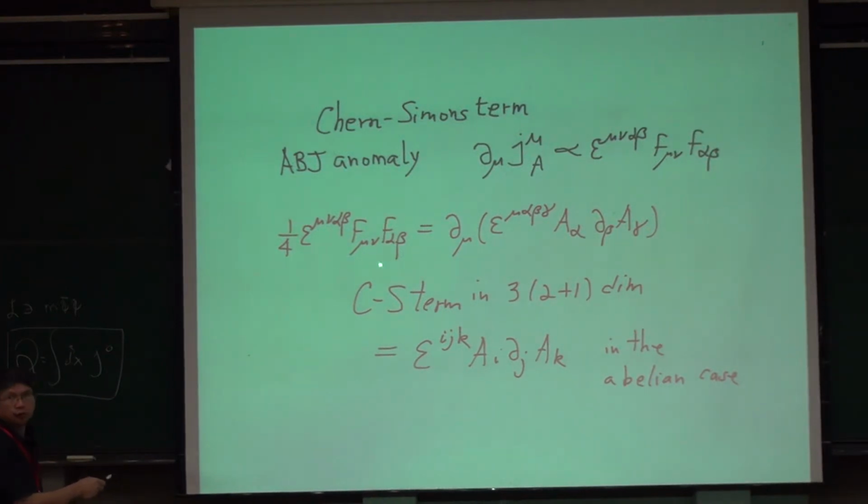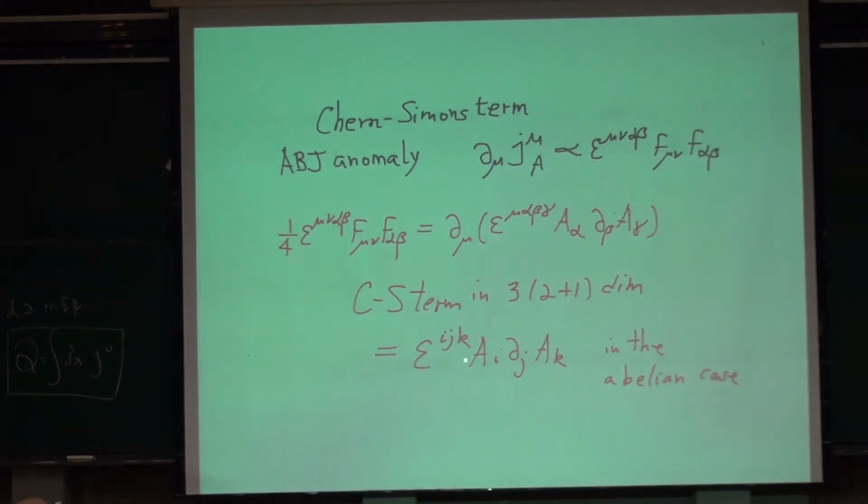It turned out to be a total divergence. It is a total divergence of this subject. So this is D mu epsilon mu nu alpha beta A alpha D beta A gamma. If you suppress one index, then originally mu alpha beta gamma refers to 0, 1, 2, 3. If you suppress one, it becomes a three-dimensional animal.